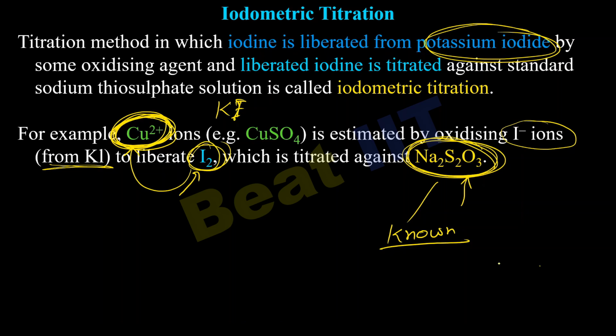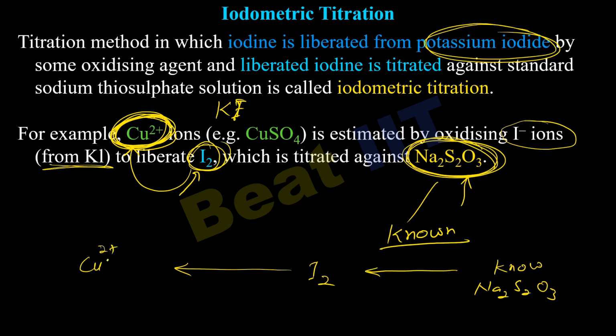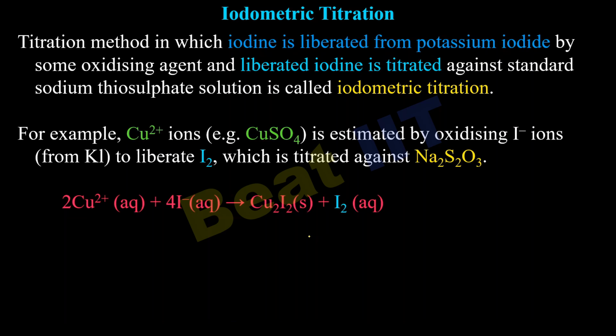The sequence is you know the concentration of Na2S2O3. So you know how much was used after the titration is complete. From this you will calculate how much I2 got consumed because this reaction takes place between iodine and sodium thiosulfate. From this we will calculate how much Cu2+ was there, because Cu2+ when it reacts with KI gives you CuI and I2. So this is the reaction which takes place when copper reacts with iodide ion.